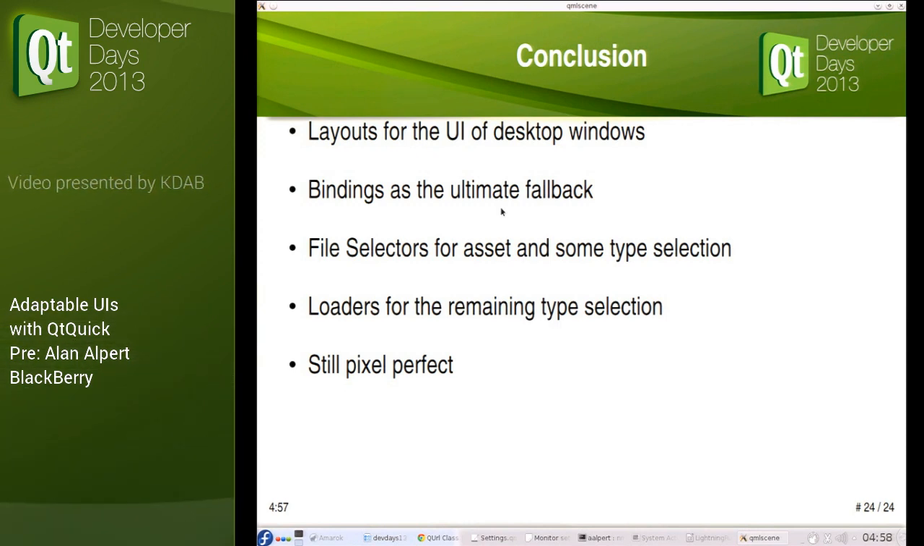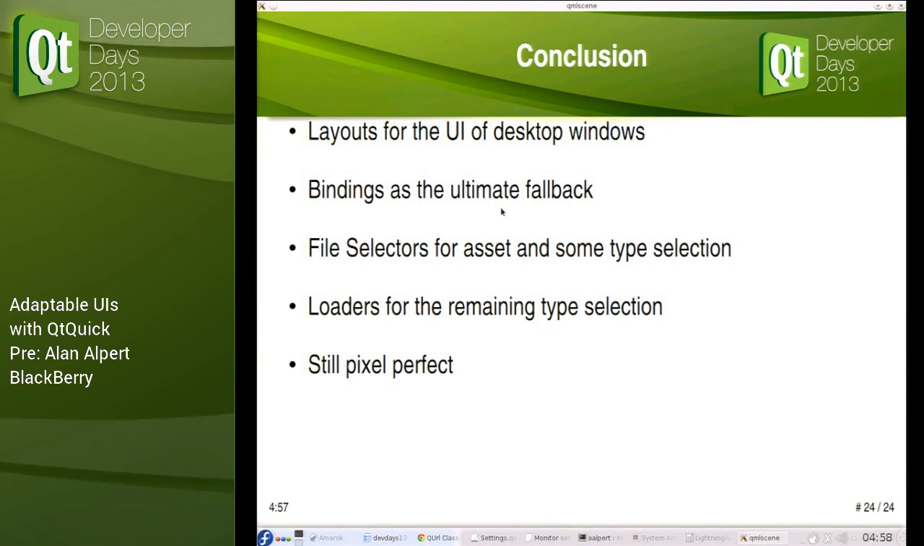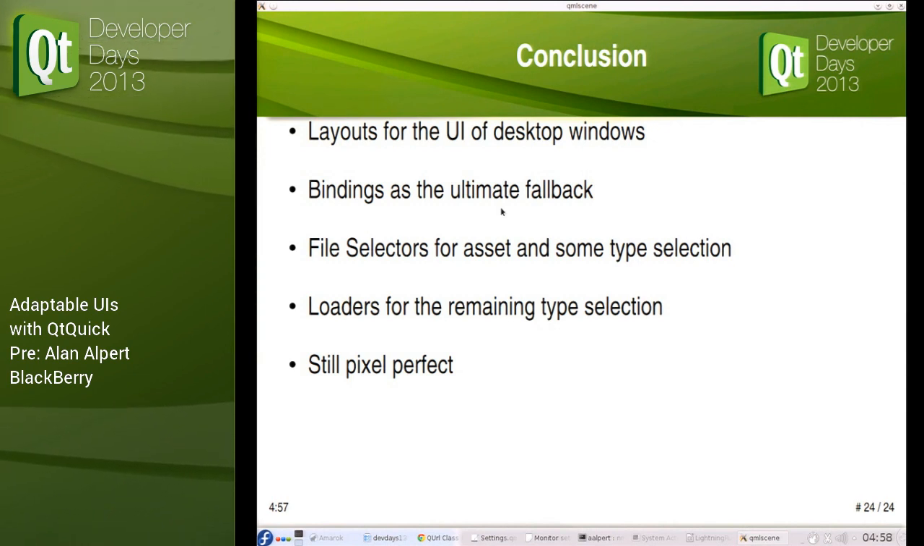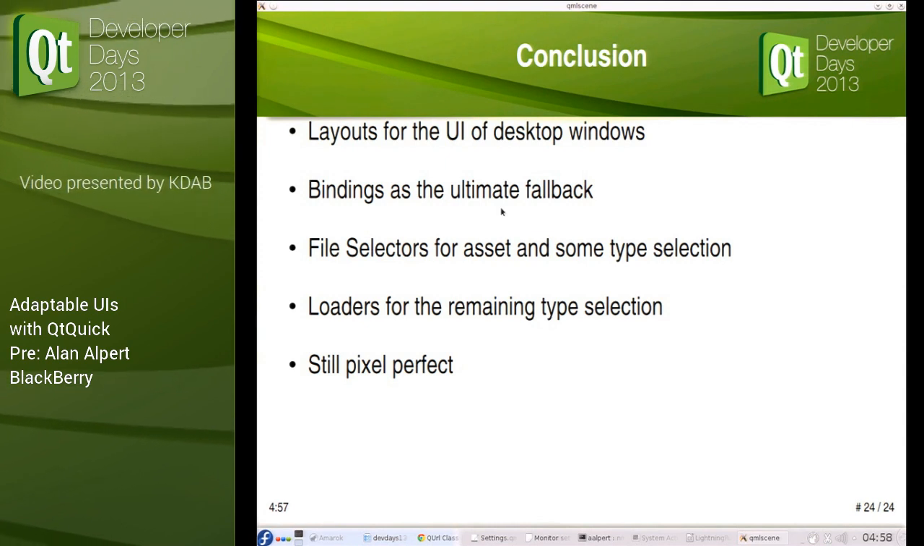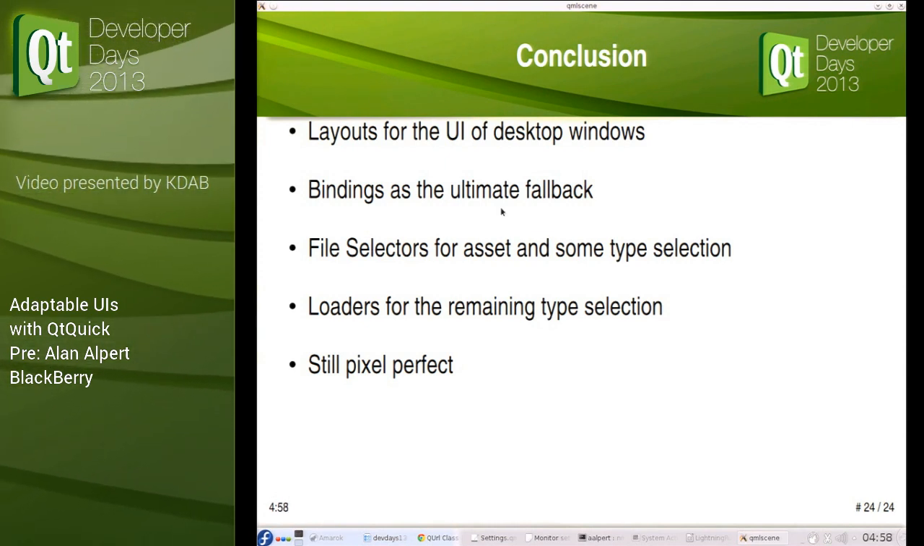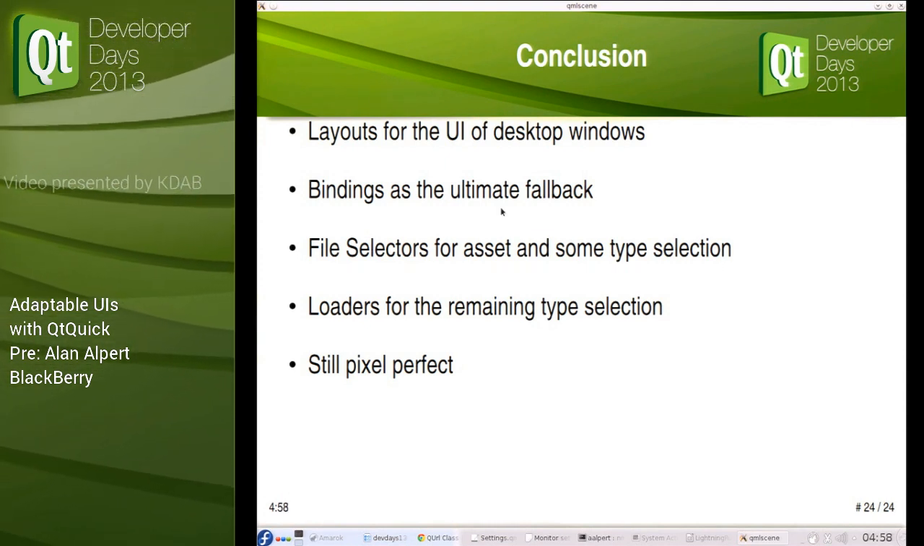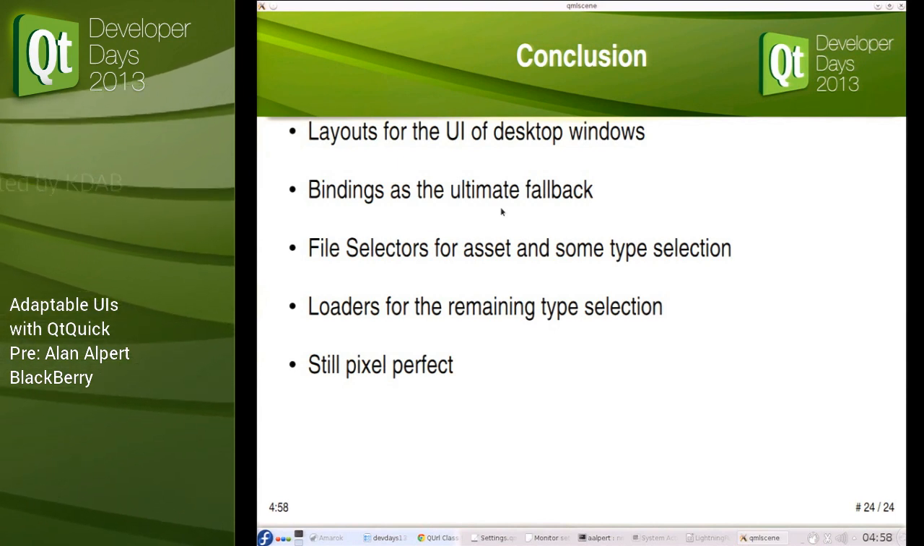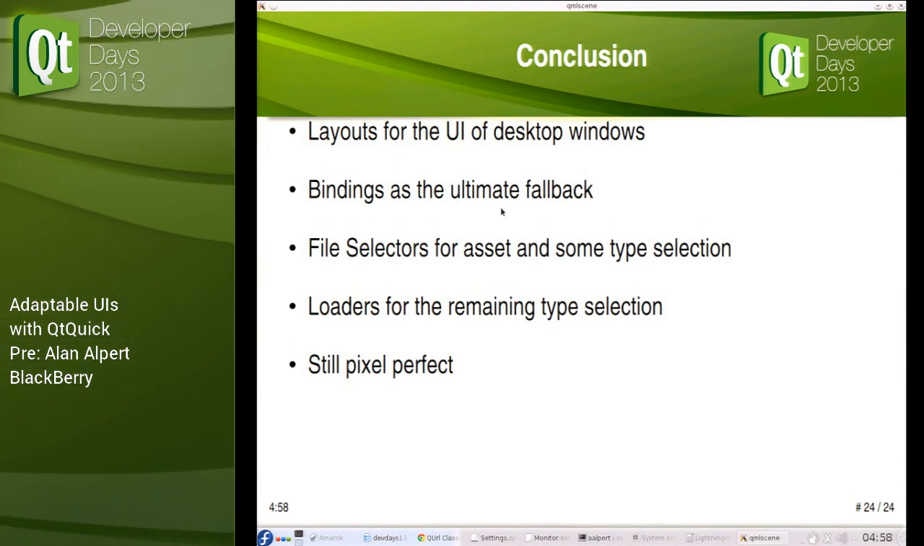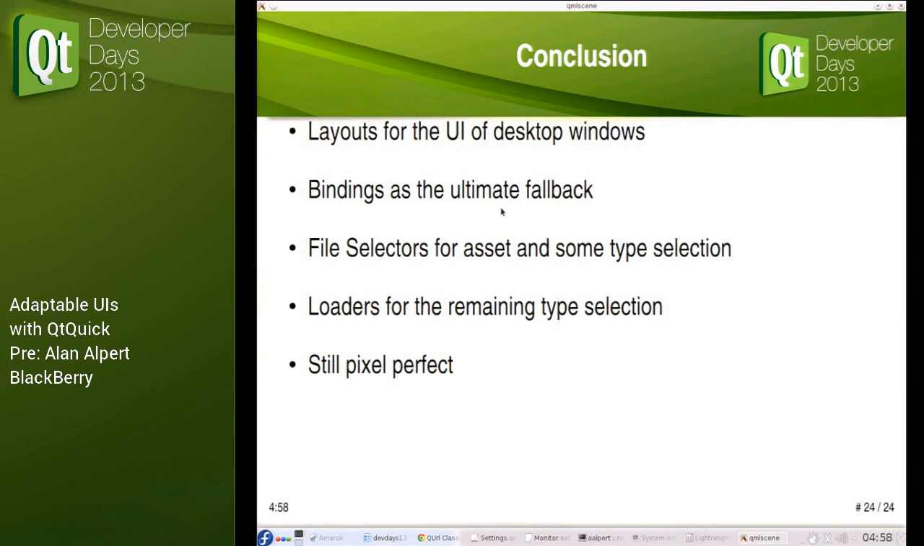You just get to do it, still without having to rewrite your entire UI. It's still possible. We just haven't given you a shortcut. There are file selectors for a lot of cases of asset and type selection so that you can make your UI use switches on mobile and checkboxes on desktop so that you can use your higher DPI assets when you have a good phone and your lower DPI assets for these projectors.